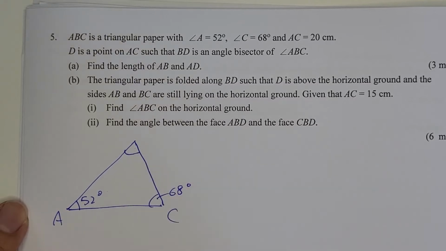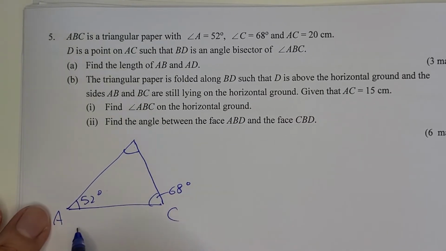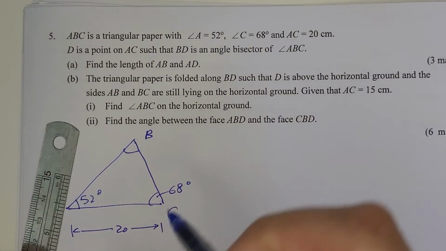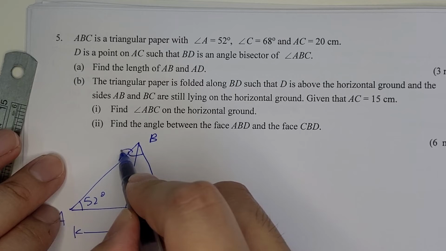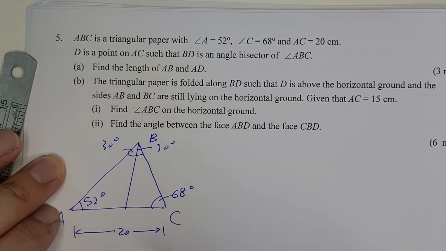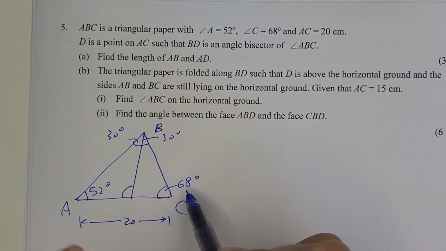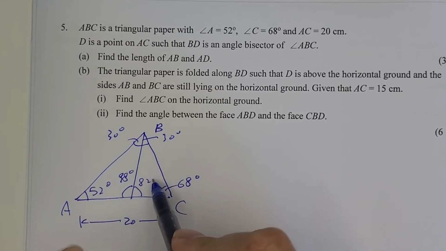And you can find the rest of the angle, okay? 180 degrees minus 52 degrees minus 68 degrees, that is 60 degrees. AC is 20 cm. D is a point on AC such that BD is an angle bisector of angle ABC. So draw this line, angle bisector, 30 degrees, 30 degrees. And hence you can find the rest of the angles. That would be 30 plus 68, 98. And this one, 30 plus 52, 82.